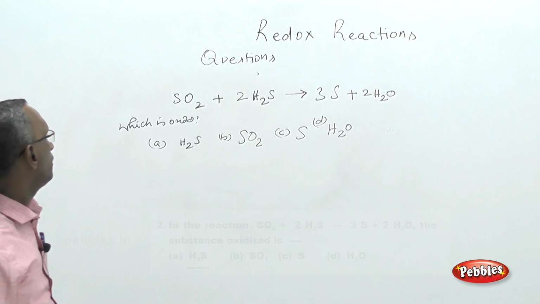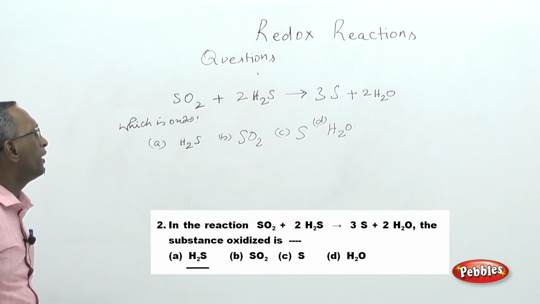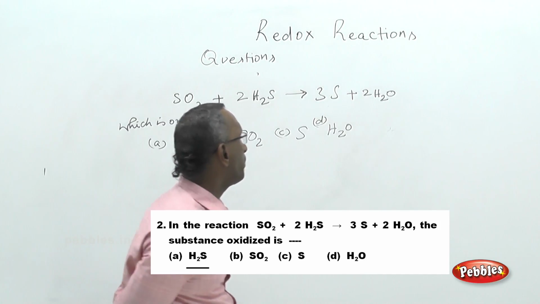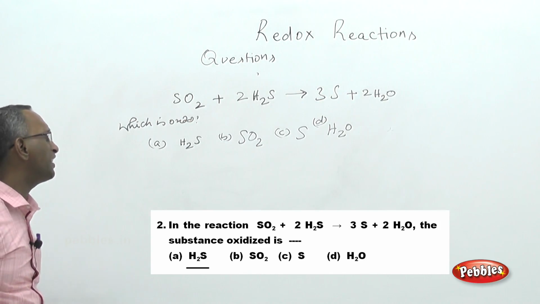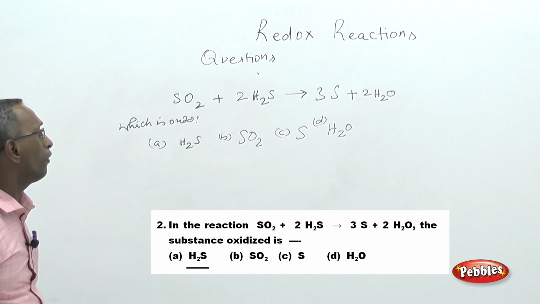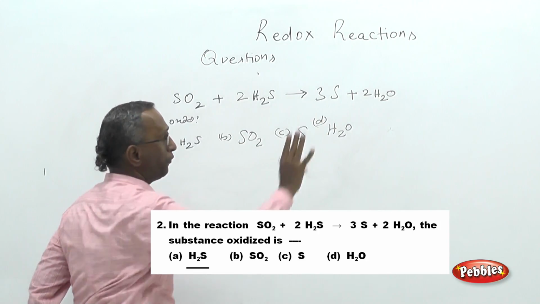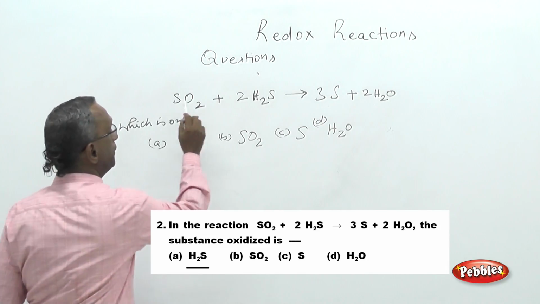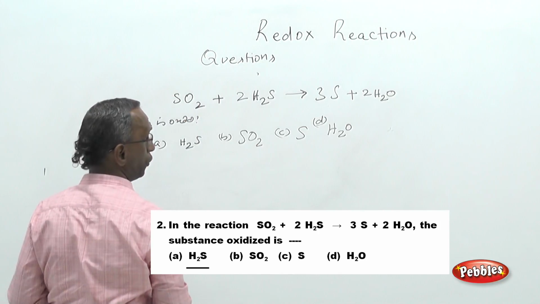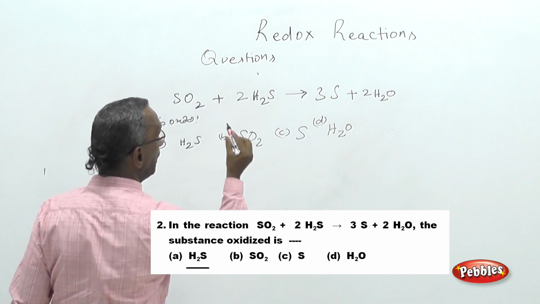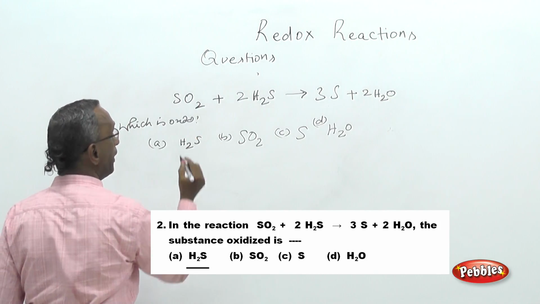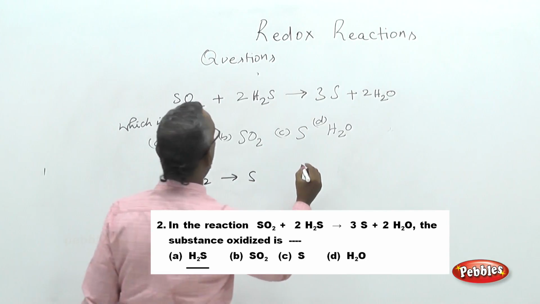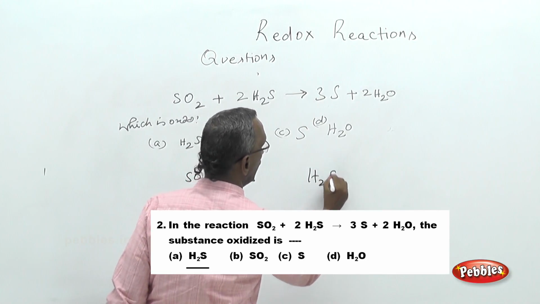Now next question. It reads: in the reaction SO2 + 2H2S giving 3S + 2H2O, which species is getting oxidized? All the four species are given as four different choices. We have to identify. For that we have to compare the reactant and product. The common element present in reactant and product has to be considered. SO2 is converted to sulfur and H2S is also converted to sulfur.